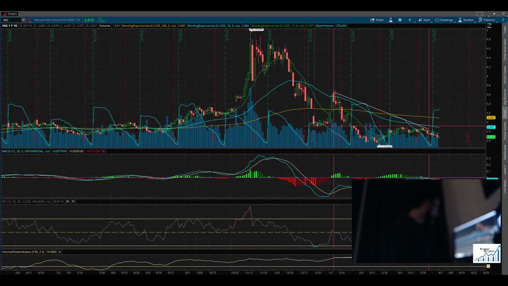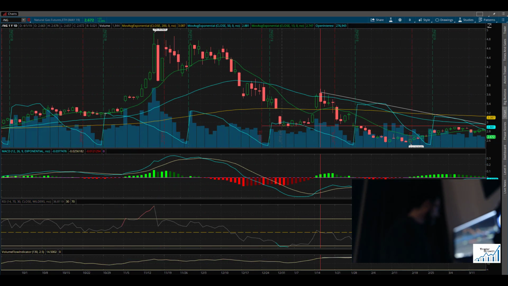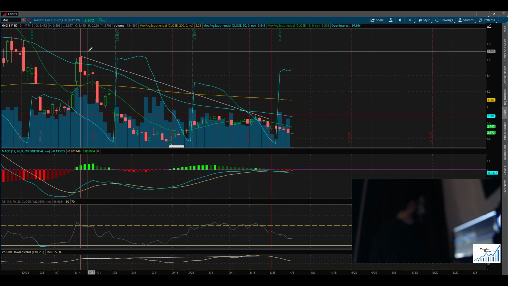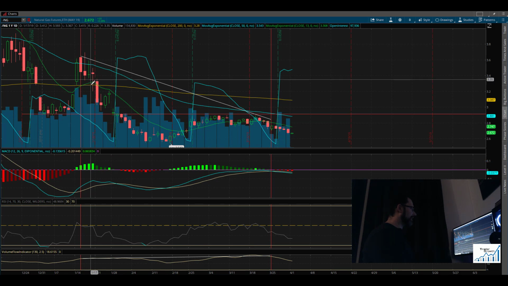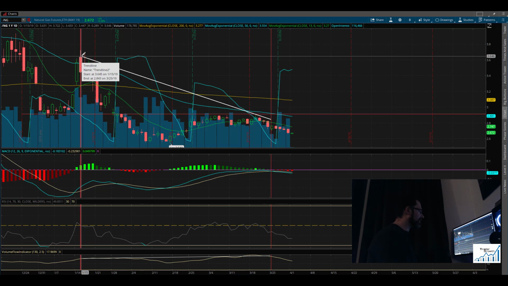For me, last week I was incredibly bearish when we rolled over. I'm still bearish on this outlook. We have a nice downward trend. We're underneath the 200 period moving average, we're underneath the 50, and we're now kind of following the 13 EMA down.